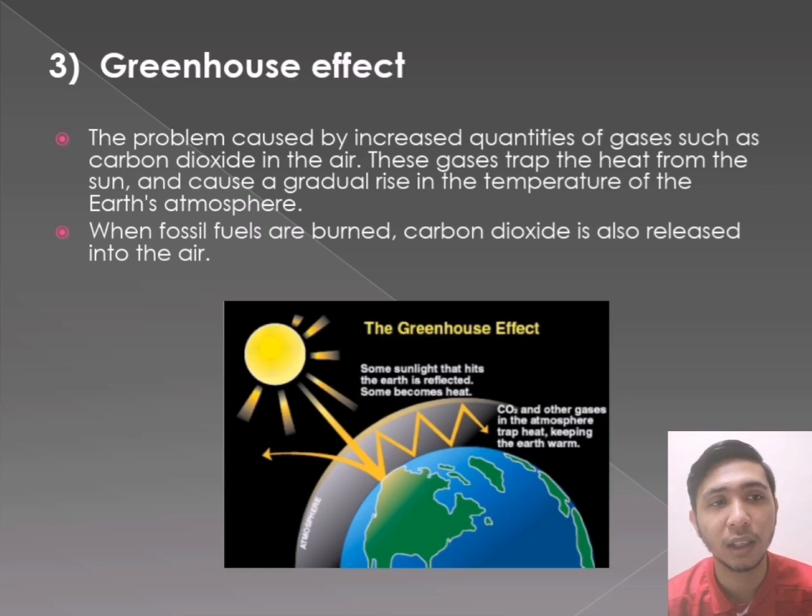Third, greenhouse effect. The problem is caused by increased quantities of gases such as carbon dioxide in the air. These gases trap the heat from the sun and cause a gradual rise in the temperature of the Earth's atmosphere. When fossil fuels are burned, carbon dioxide is also released into the air.